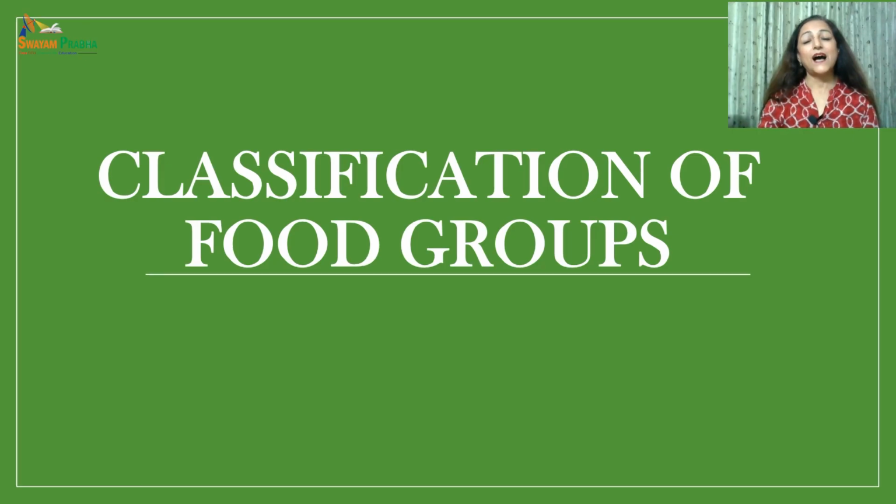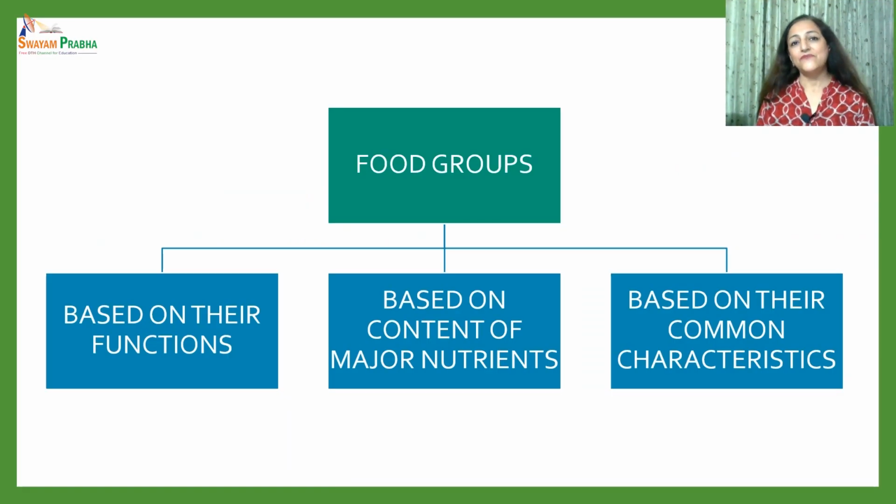Now let us see how we can classify different types of food into certain food groups. We can classify food into different types of food groups based on their functions, or based on their content of major nutrient, or based on their common characteristics.